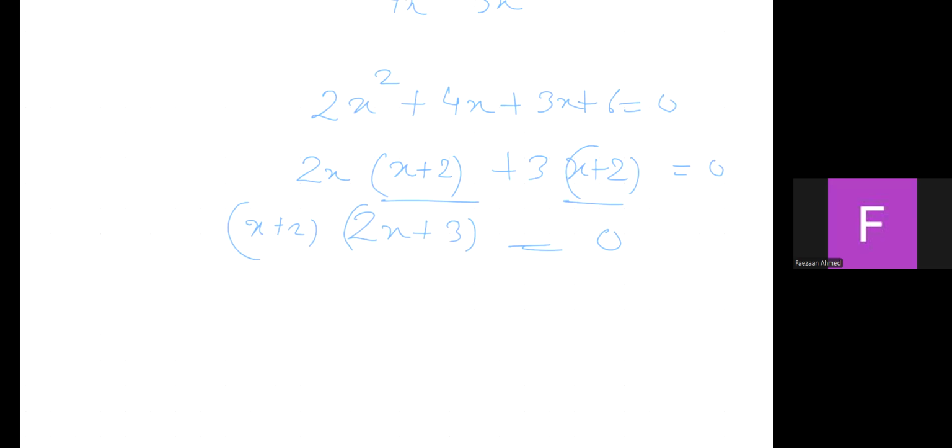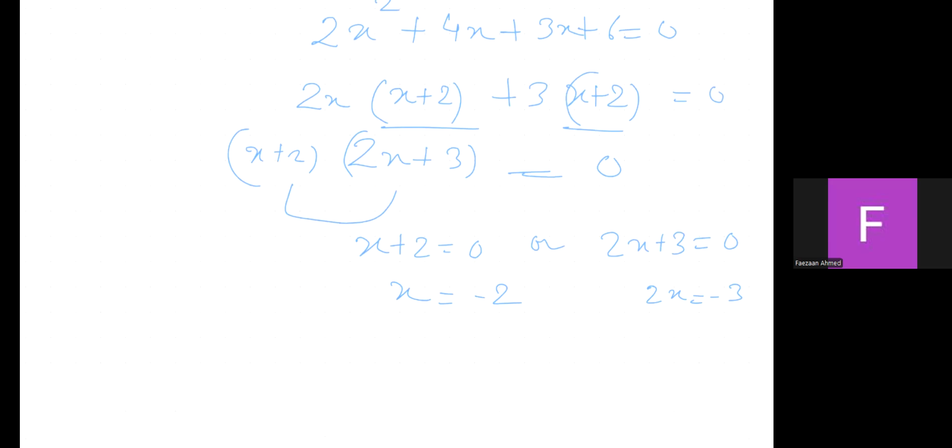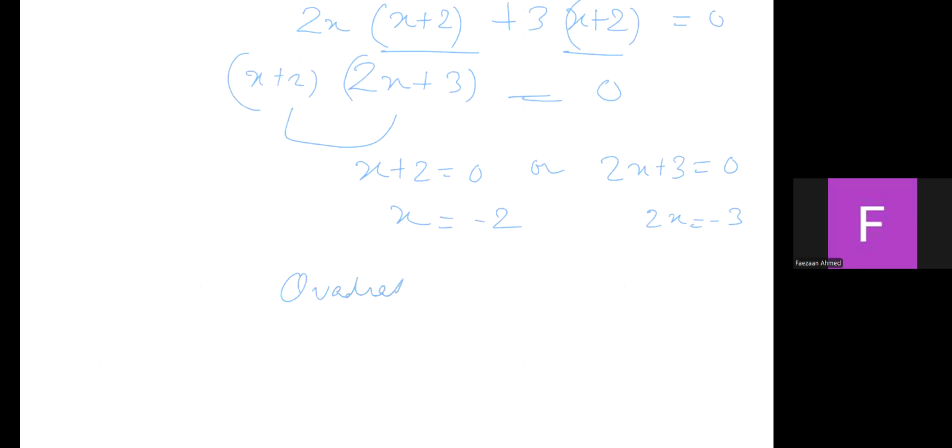If the product of these two is 0, either x plus 2 is 0 or 2x plus 3 is 0, because it is very obvious. So x is equal to minus 2 or 2x equals minus 3. And therefore now you have a value of x. But why do I get two values here? Yes, you will get two values here because in a quadratic equation, the real values of x can be 0 or 1 or 2.